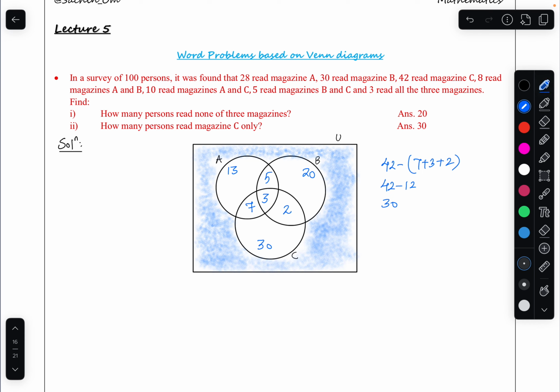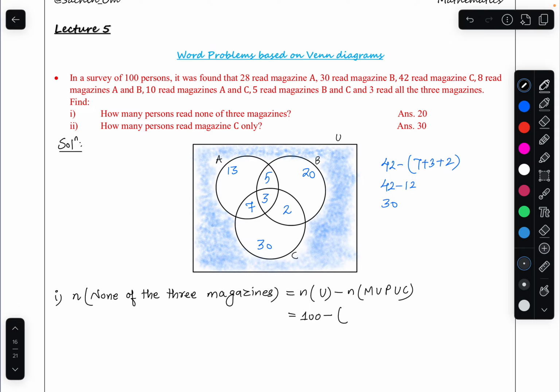So let's talk about the first part now. I'm supposed to find this external shaded region, the number of people who read none of the 3 magazines. To get the number of people in this set, I'll subtract from the number of elements in the universal set: the number of elements in the universal set minus the number of elements in M union P union C. The universal set has 100 people in it.